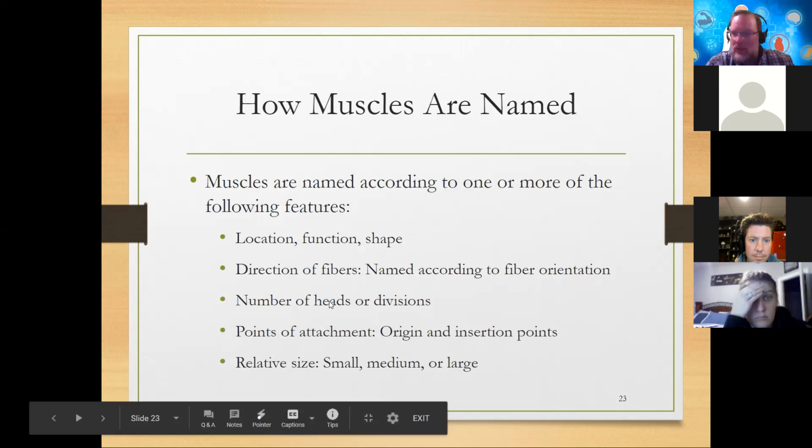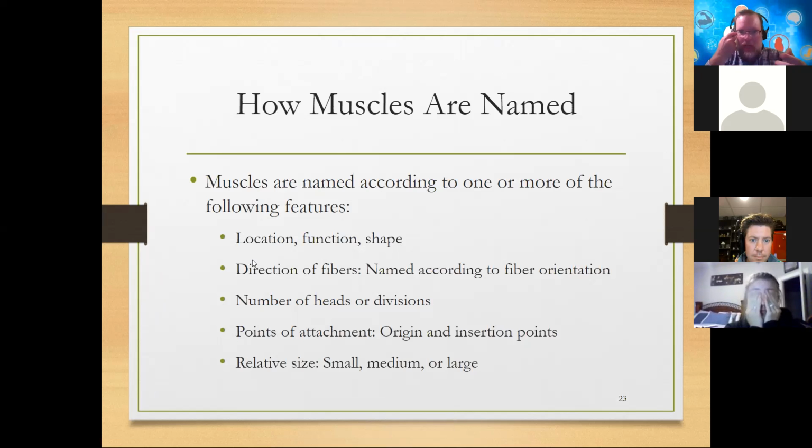When we look at muscle names, this is your last kind of segue from tonight into Thursday. When we look at how muscles are named, they're named in many ways. We're going to see them named for shape, named for size, named for location, named for their action, named for how many origin heads they have, named for fiber direction.